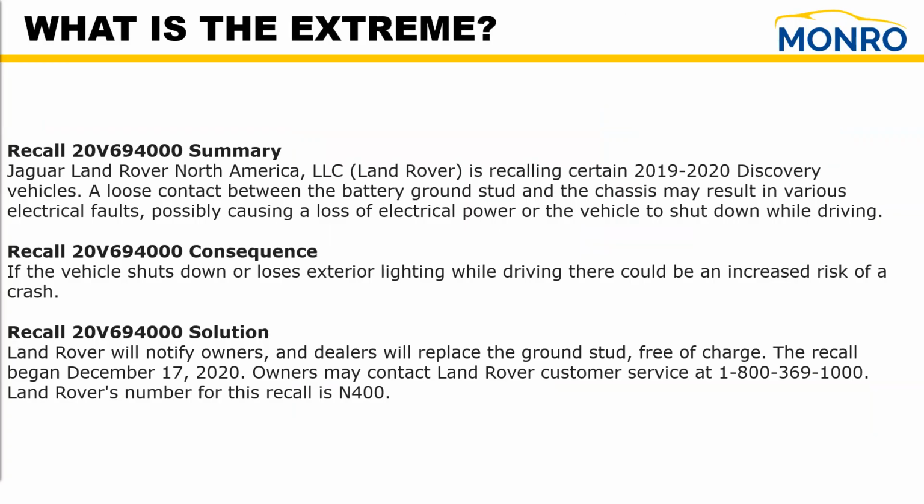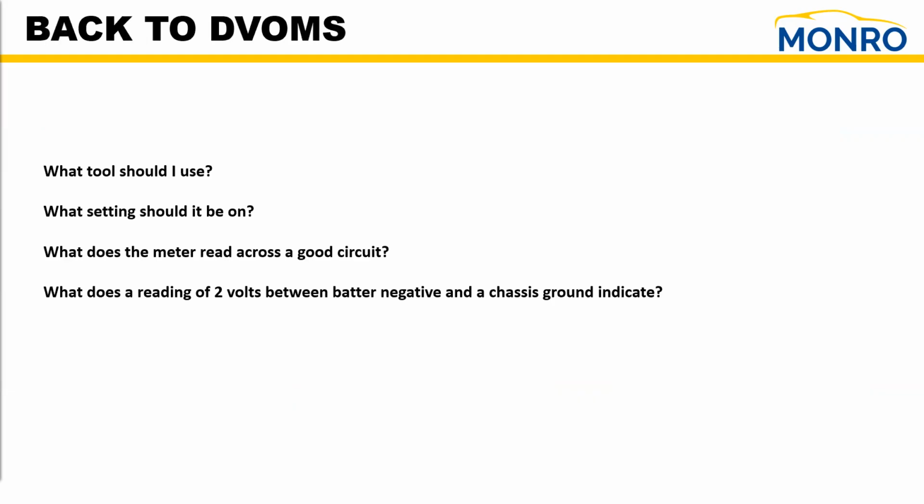So, what's the extreme? The absolute extreme voltage drop could actually take you into a situation where the vehicle is fully recalled. The 2019 and 2020 Discovery was a classic example of it, with a loose contact between the battery ground stud and the chassis giving all sorts of electrical faults. In some cases, the vehicle just shut down or lost its exterior lighting, with an increased risk of a crash. As a result, Land Rover did a full recall of those vehicles simply to replace the ground and fix the excessive resistance.